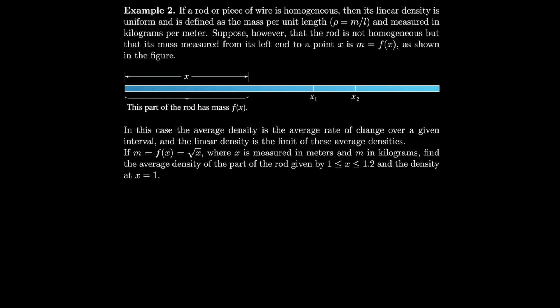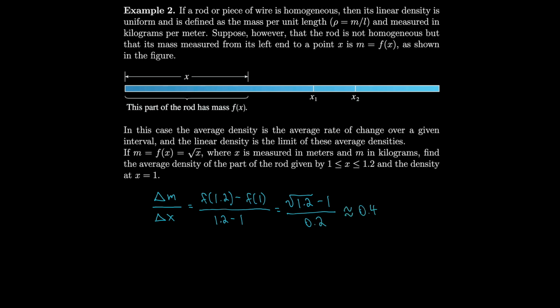If m equals f of x equals square root of x, where x is measured in meters and m in kilograms, let's find the average density of the part of the rod given by x between 1 and 1.2, and the density at x equals 1. Okay, so average density is change in mass over change in x. So that'll be f evaluated at 1.2 minus f of 1 over 1.2 minus 1. So that's square root of 1.2, because f is square root of x, minus square root of 1, which is 1, over 0.2, which is approximately 0.48 kilograms per meter.